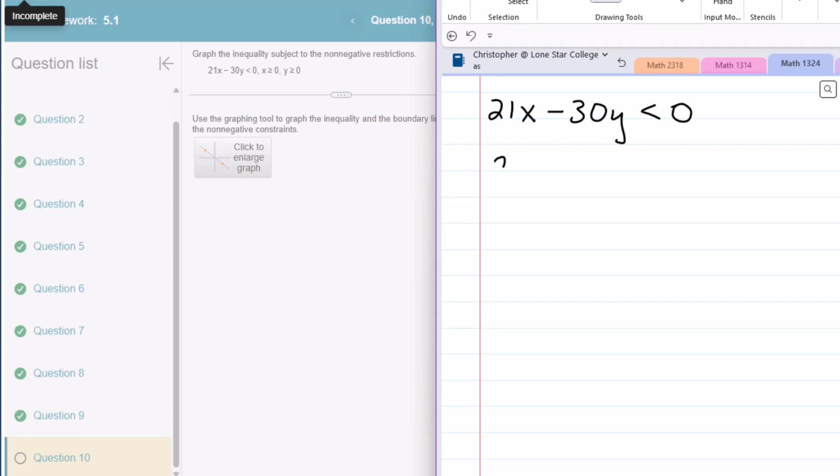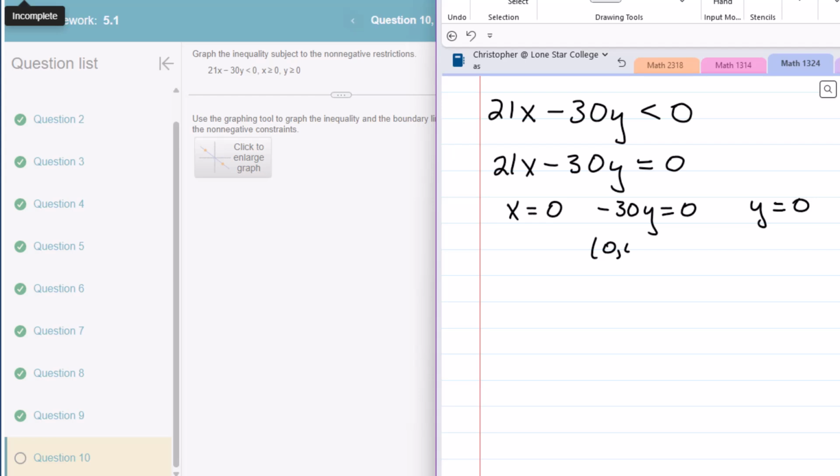Well, let's see. So what does this line look like? 21x minus 30y equals 0. Well, if x is 0, I get minus 30y equals 0, but that just says y equals 0. So I get one point, which is 0, 0. But I need more than that. So how will we do that? Well, I could move the 30 over and I would get 21x equals 30y. And if I divide by 30, I could try our rise over run business again and see if that works.